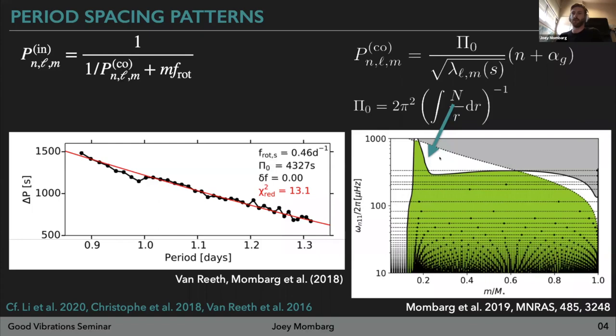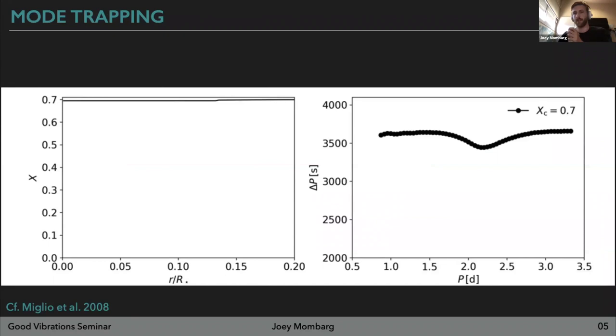Showing here in this plot the Brunt-Väisälä frequency in the black line, and the g-mode cavity is shown here in green. And you see here very nicely all the g-mode frequencies and their nodes in the radial direction. So not only does rotation affect the period spacing, from the slope you can actually measure the rotation period. I forgot to mention this.